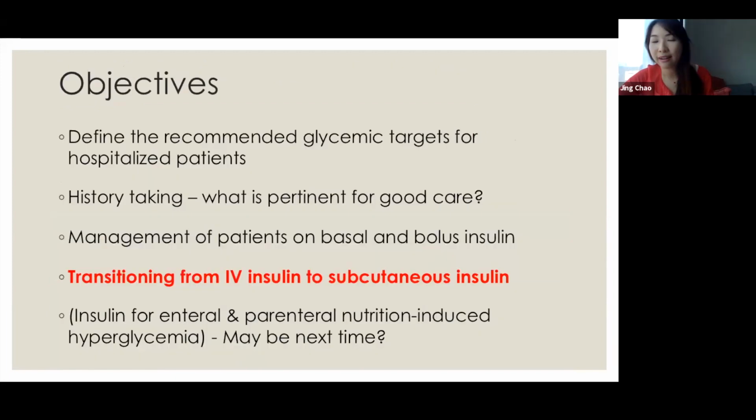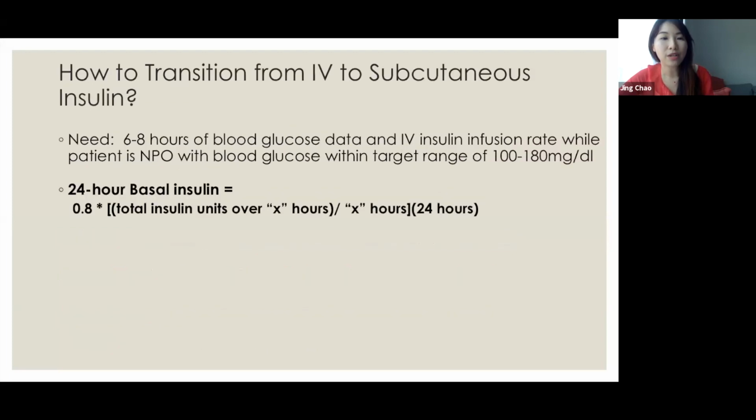All right, so we have about 2 minutes to cover IV to subQ insulin. I can cover the basic concept, but won't be able to go over the cases. So what you need to do this transition is you need a good 6 to 8 hours of blood sugar data and IV insulin infusion rates when the patient's not eating at all because you're trying to estimate the basal insulin need. And then you also need all of the blood sugar values in the target range of 100 to 180 in the 6 to 8 hours.